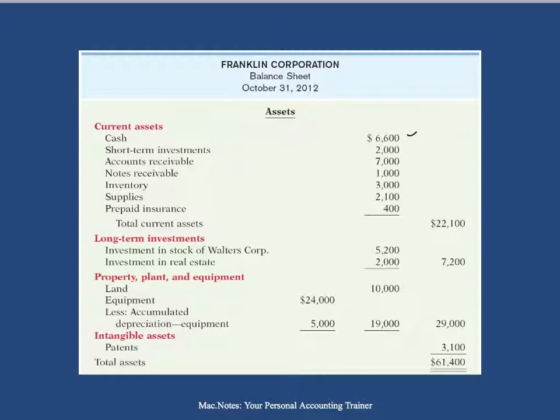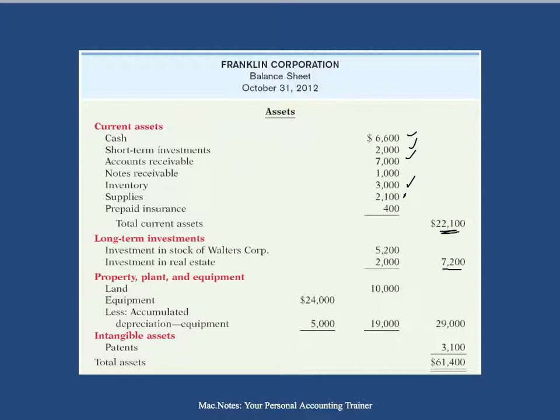Cash, $6,600. Short-term investments could be turned into cash very quickly. Accounts receivable will be collected. Inventory will be sold. Supplies will be used up, and so on. So we have total current assets of $22,100. If we had any long-term investments, they would be listed separately. Investment in the stock of another company. Investment in real estate to be used later. So we have long-term investments, $7,200.